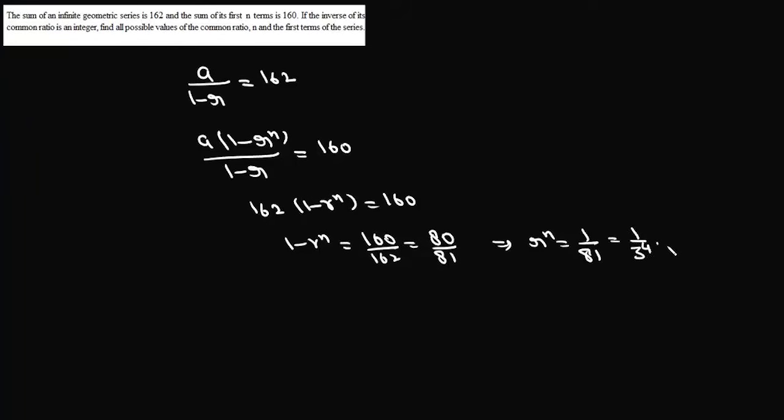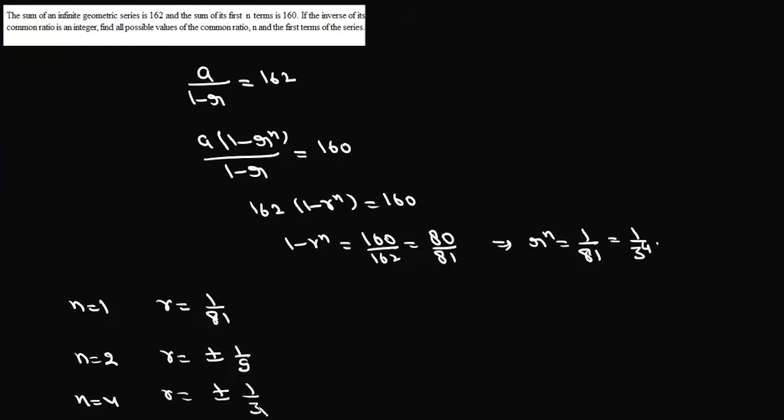Now it is given that the inverse of its common ratio is an integer. So what are the possible values of r and n? First possibility is n is 1, and in that case r itself is 1 by 81. Second possibility is n is 2, then r will be plus or minus 1 by 9. And third possibility is if n is 4, then r will be plus or minus 1 by 3.